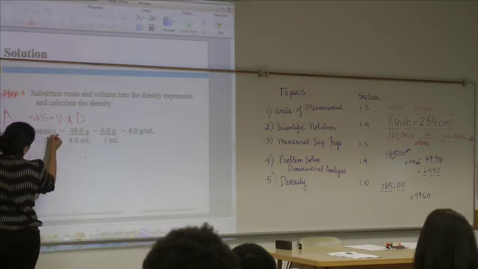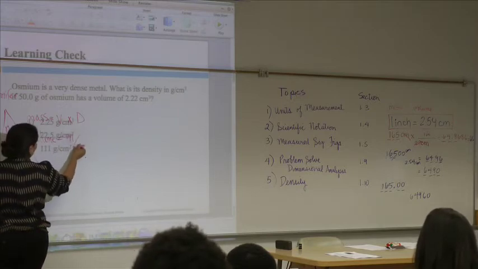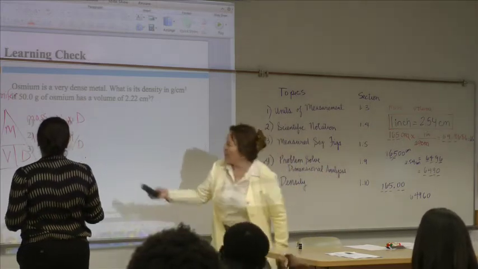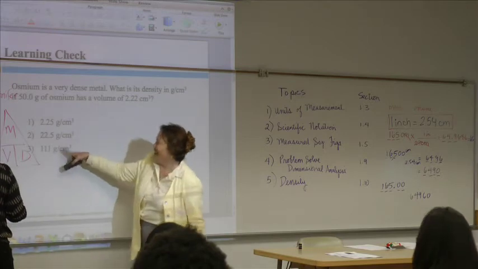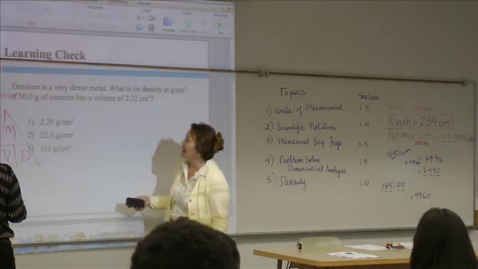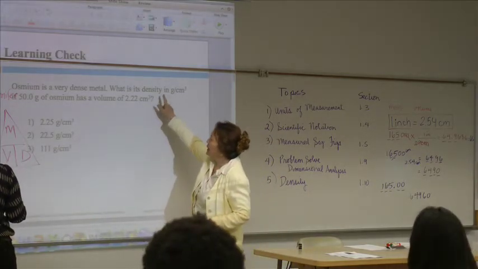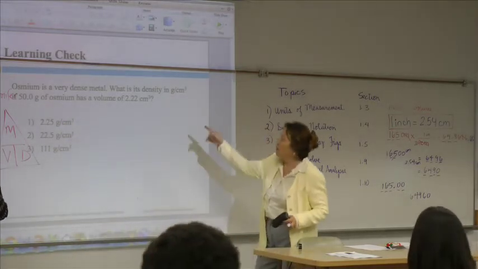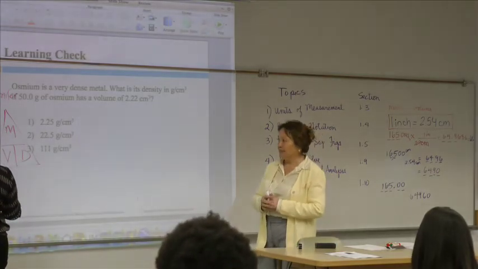So I'm just going to make something up. Okay, here it is. Osmium is a very dense metal. Don't write it there, because these are our choices, right? You see the choices: 2.25, 20.5, 111 grams per cubic centimeter. So osmium is a dense metal, and it weighs 50 grams, and has a volume of 2.2 cubic centimeters. So we'll find the density.